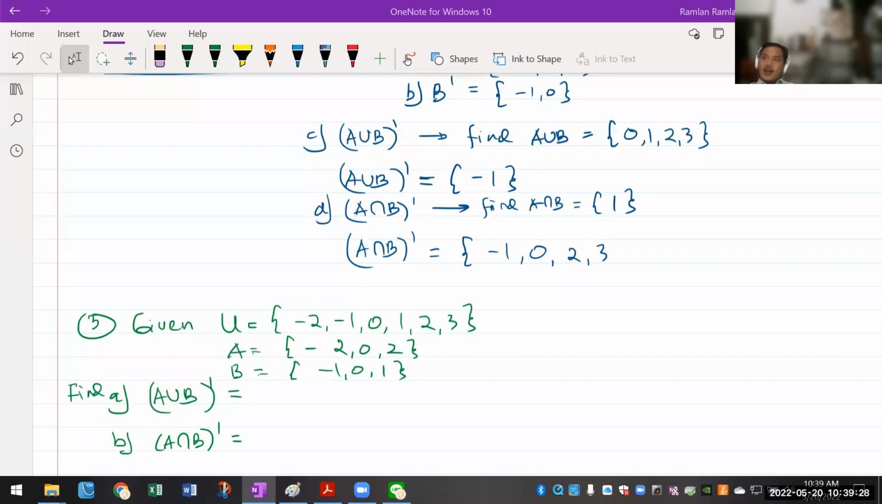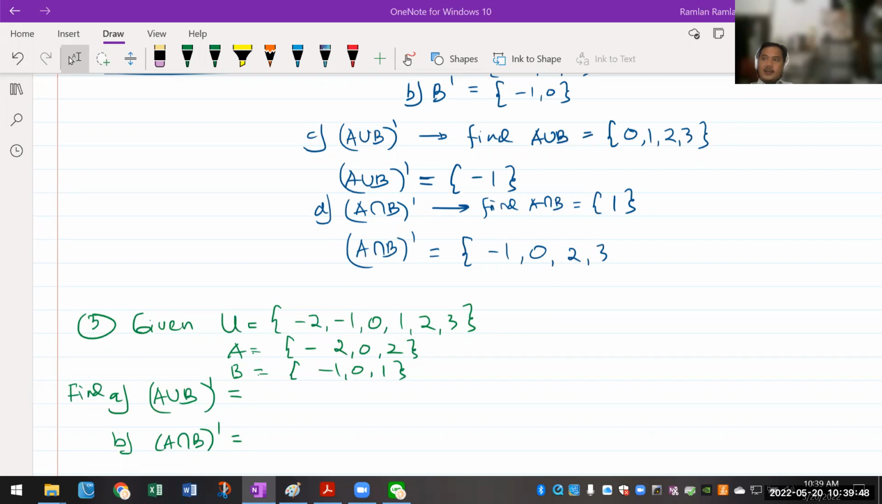Oke, Aruni, yes, A union B-nya betul sekali. A intersection B complement-nya adalah, yes, betul. Yes, Aruni betul. Yes. Akasha, yes, correct, very good.